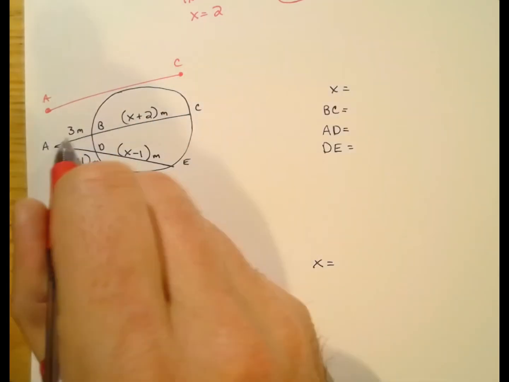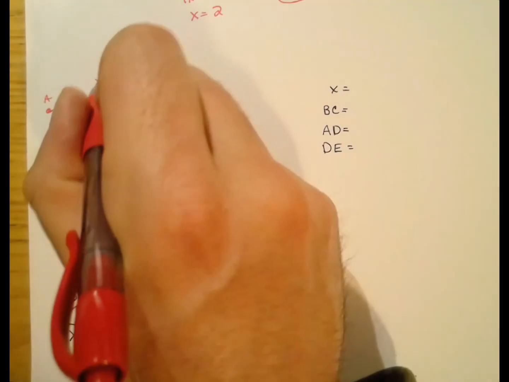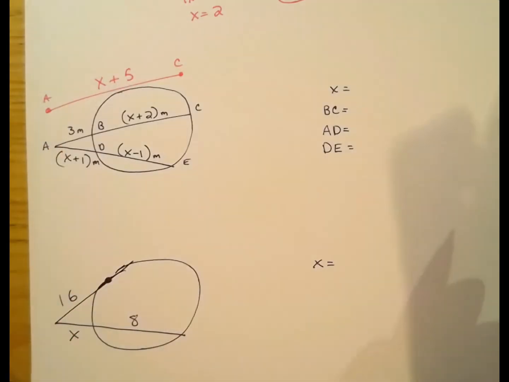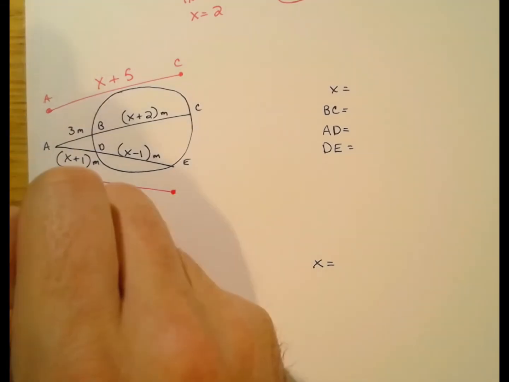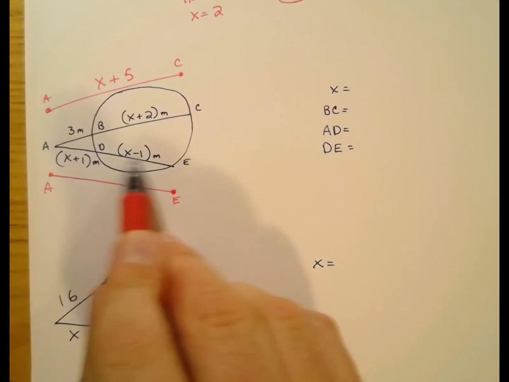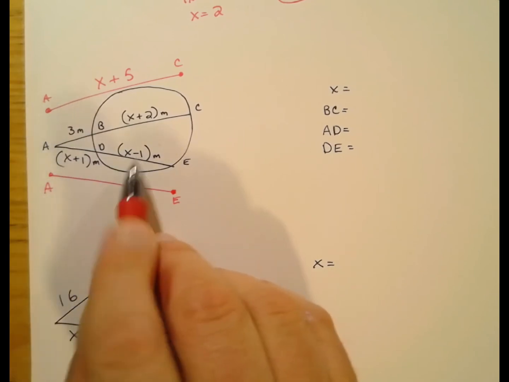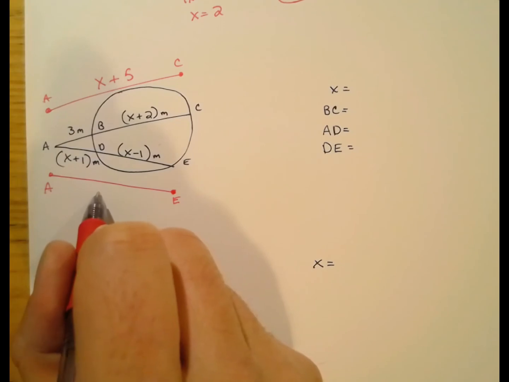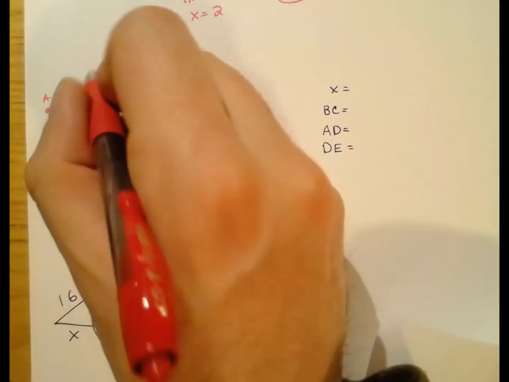So the entire secant here, we'd add these two together. x plus 2 plus 3 is actually x plus 5. And similarly here below, we have this secant AE. We would add these two together. So x plus 1 plus x minus 1. Well, x plus x is 2x. And then plus 1 minus 1 cancel each other out.